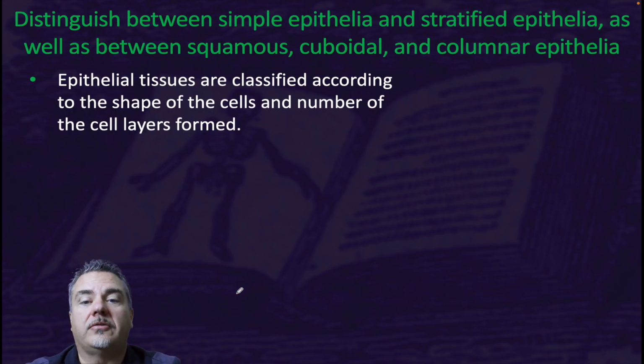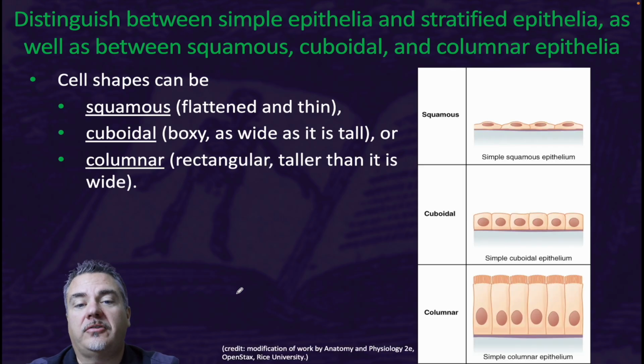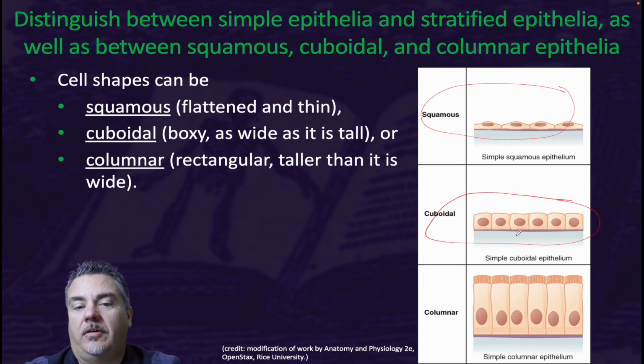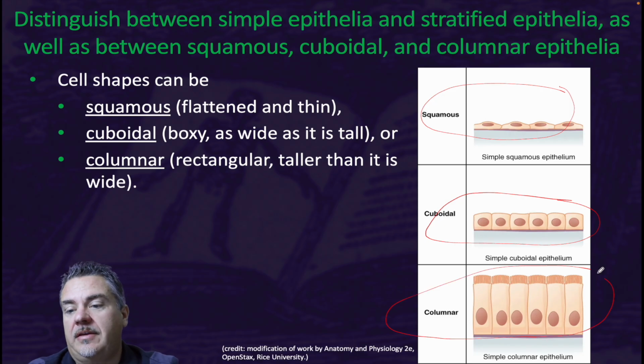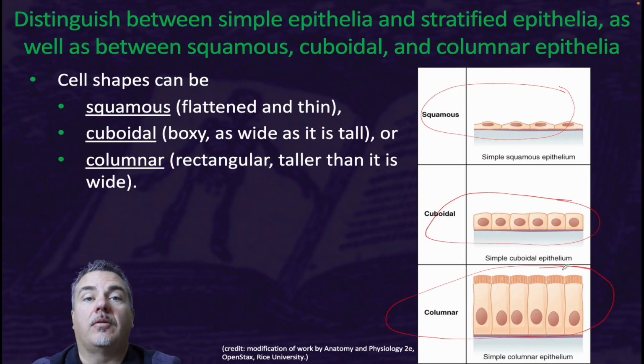So epithelial tissues are classified according to the shape of the cells and the number of cell layers formed. Cell shapes can be squamous, which is flattened and thin. They can be cuboidal, which is boxy, as wide as they are tall, or columnar, which are rectangular, taller than they are wide.